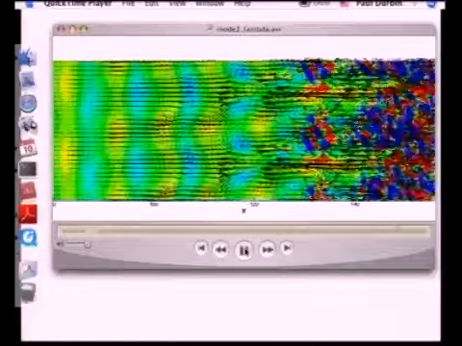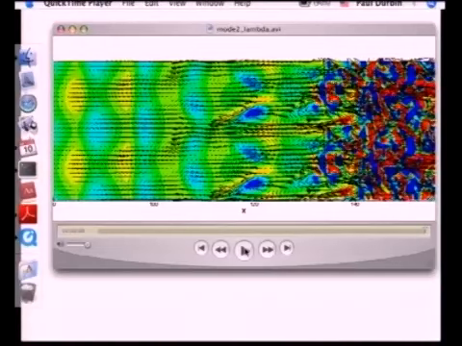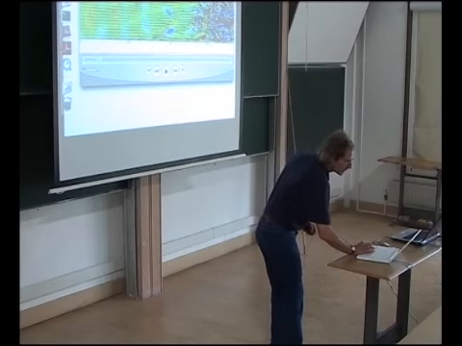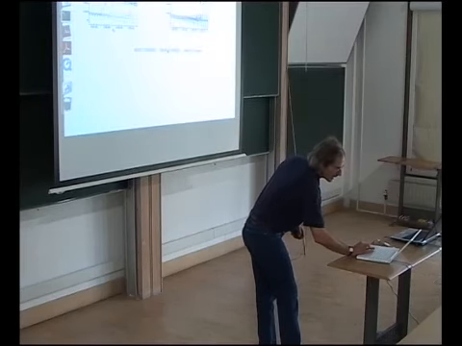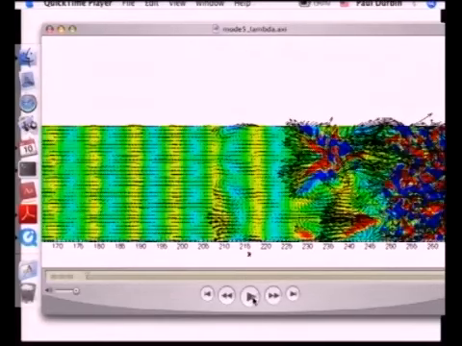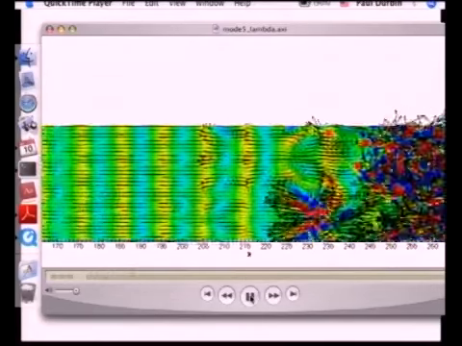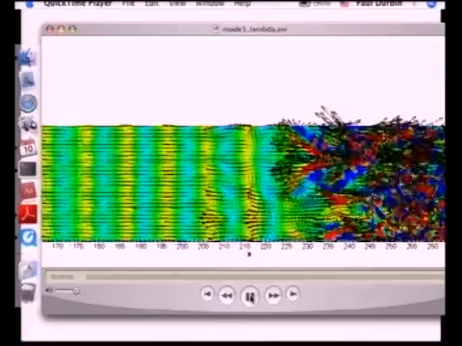This is not a particularly informative animation, but this is an animation of the mode 2 case, showing you what's happening. You can see the Thomé-Schlichting waves getting warped by the jets and then breaking down into turbulence.